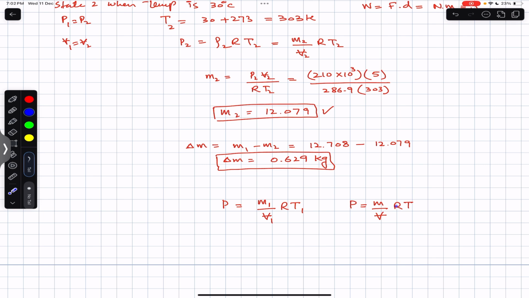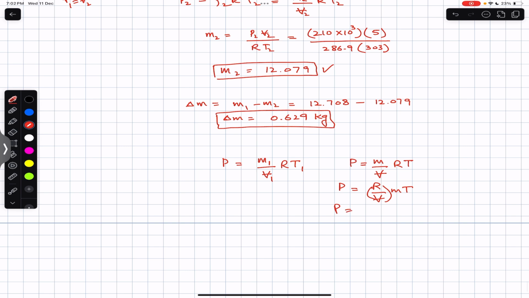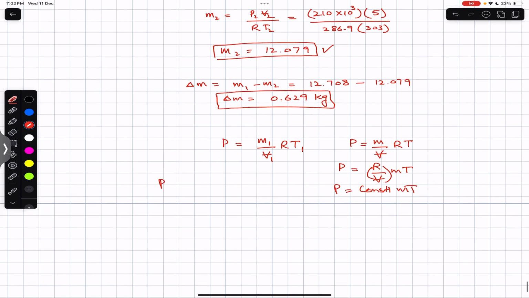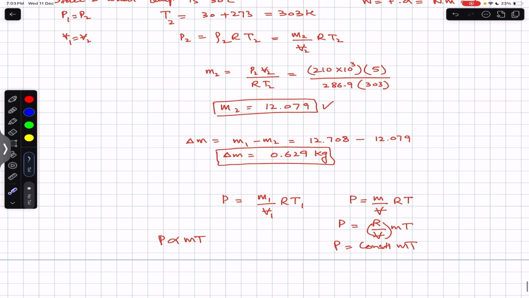So this R is constant, V is constant, right? So we can say that P is equal to R divided by V, times M into T. This is constant, so P is constant into M into T, or P is directly proportional to mass times T. Now if we increase the temperature, the pressure increases. But we want to keep the same pressure. So if we increase the temperature, we have to reduce the mass. To keep the same pressure, we need to reduce the mass by 0.629 kg.